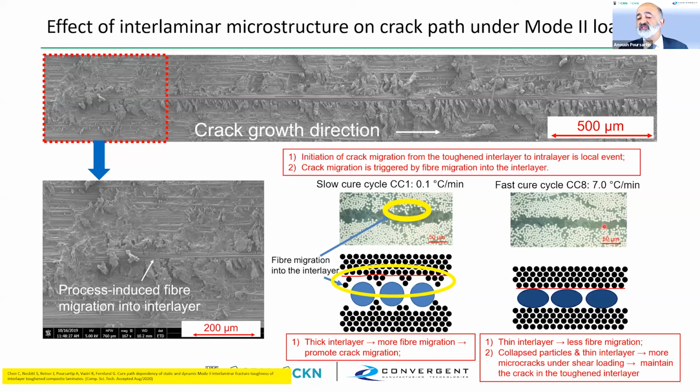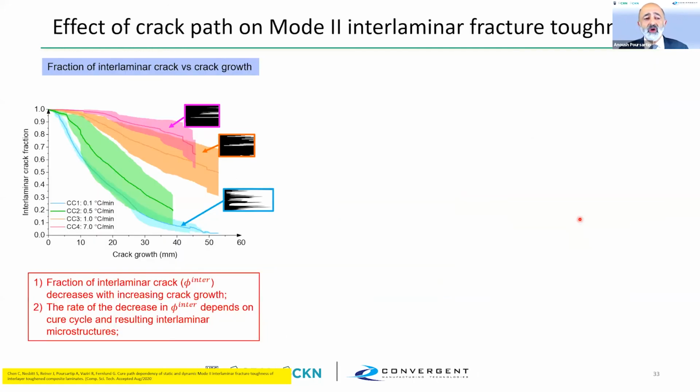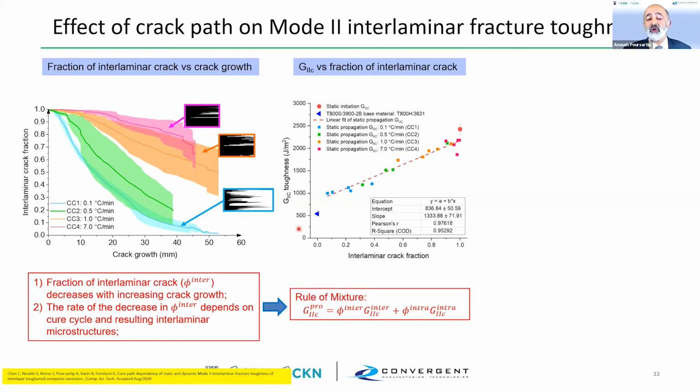This does not happen with the thin interlayer because the interlayer becomes saturated and you can't get enough fibers in there for fiber bridging. What this means is that when we look at our crack surfaces and digitize the interlaminar crack fraction, we see a significant difference between the 0.1 C per minute and the 7 C per minute crack behavior over about 50 millimeters of crack growth. And when we correlate that with the measured propagation fracture toughness, the properties match the microstructure. Where we stay in the tough interlayer, the fracture toughness is high. Where the crack, due to fiber bridging, is forced into the intralayer, the fracture toughness drops.